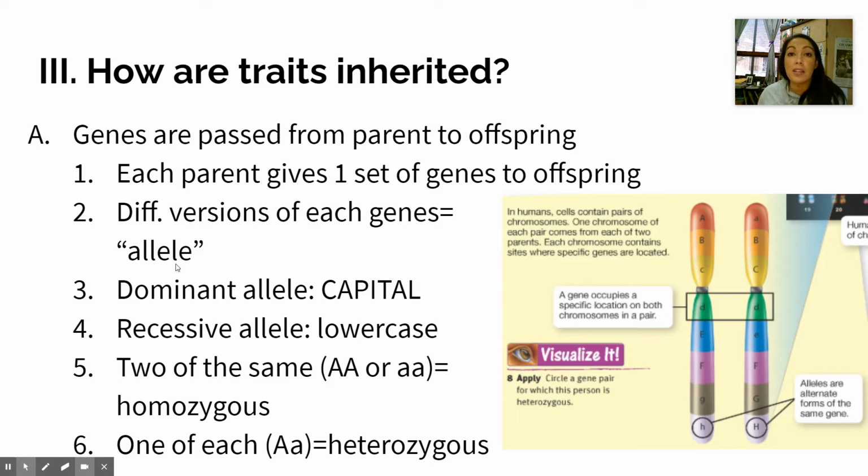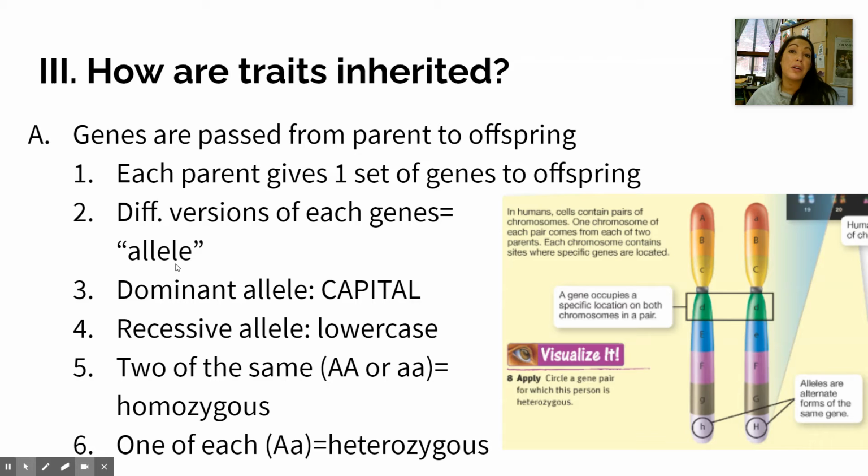One's not better than the other. Dominant doesn't necessarily mean better. It's just this is the trait that takes over if it shows up. If an organism has one capital and one lowercase, or one dominant and one recessive from one parent or the other, then that's what we call heterozygous.